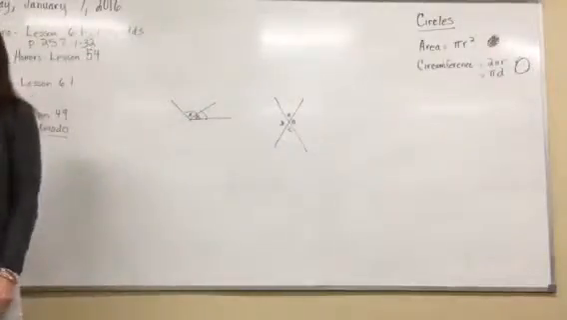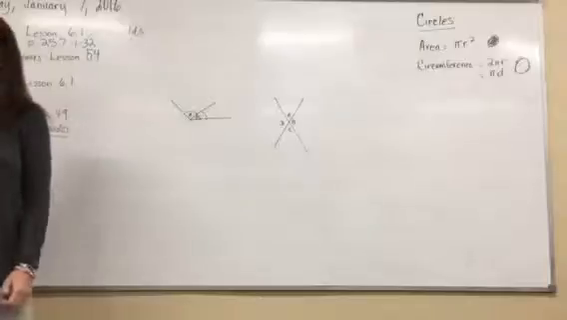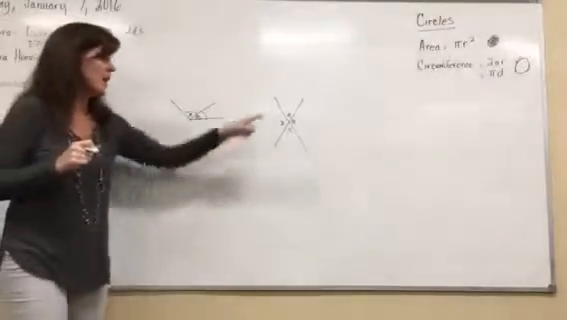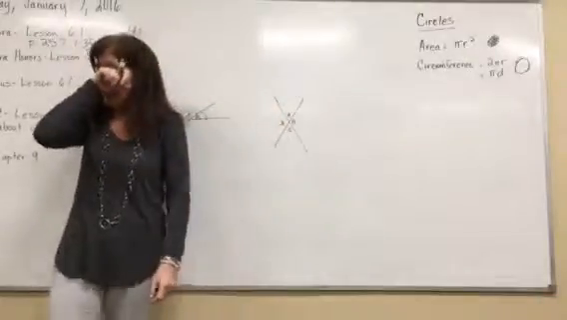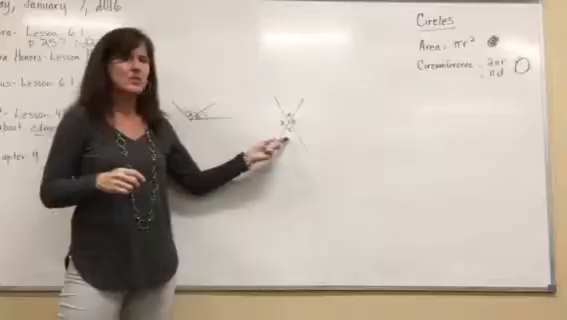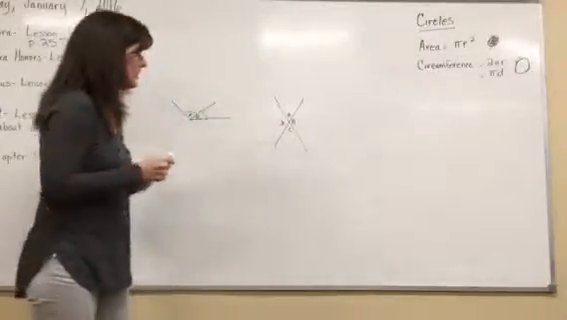Opposite angles. Give me a pair of opposite angles. Alex? D and B. What's the other one? A and C. A and C, they're opposite. It is helpful to know that opposite angles are equal. And I can prove it to you if you would like.